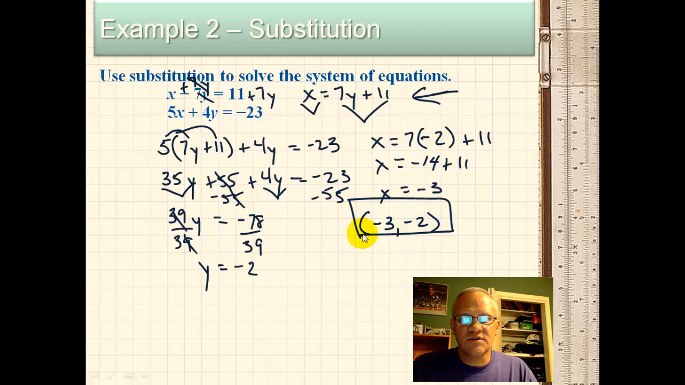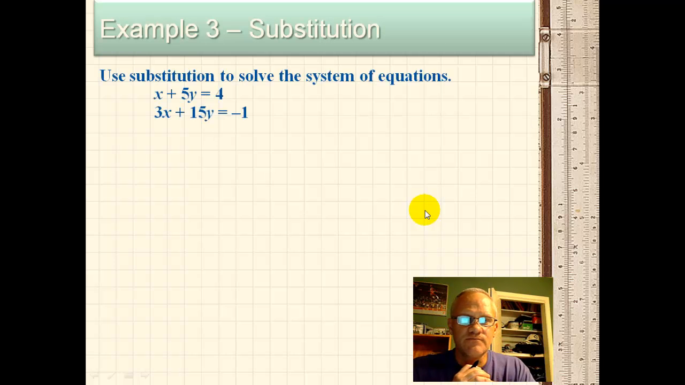Just like before. In the last video, we got a point, a combination of x and y. And if you took both of those equations and you graphed them, you know where they'd cross? At negative 3, negative 2. Just like before. All right, one more example and we're done.